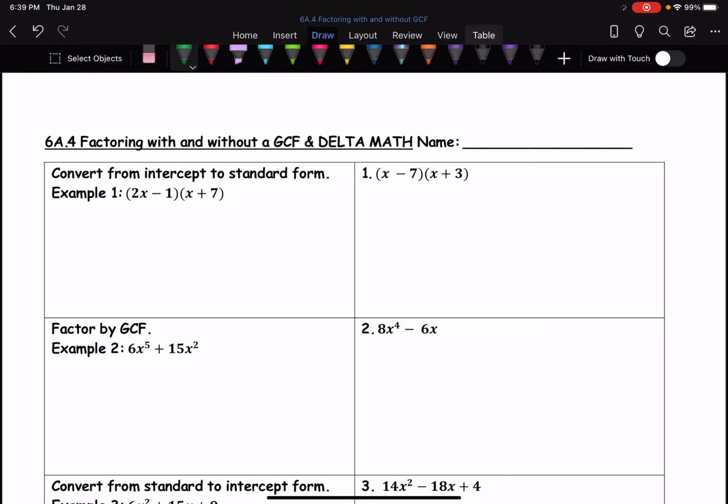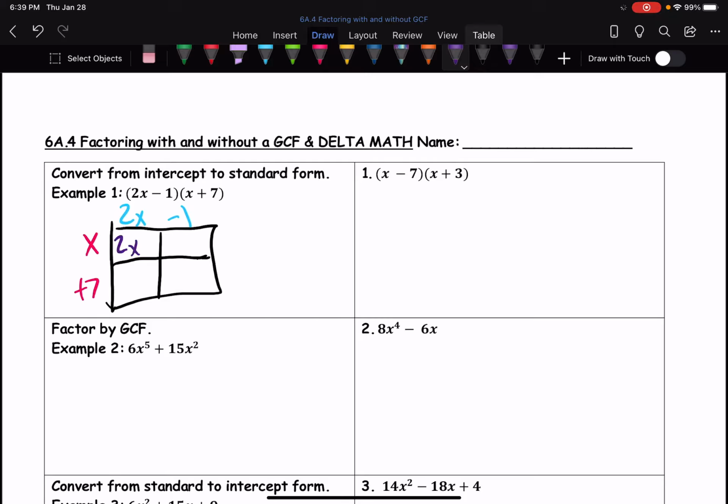So let's look at the first one. It says convert from intercept to standard form. And the example given to us is 2x minus 1 multiplied by x plus 7. So I'm going to create my box method because I'm going to go from intercept to standard form, so I do need to multiply each of the terms. So I have 2x minus 1 multiplied by x plus 7.